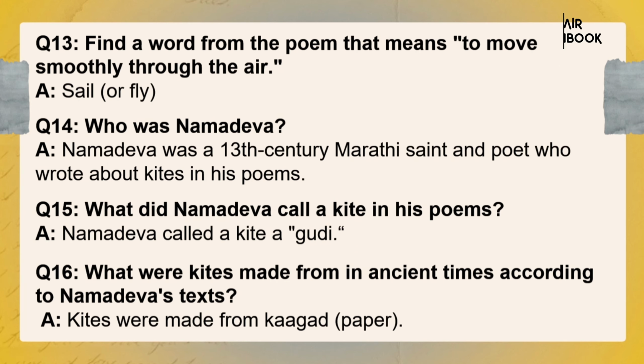Question: find a word from the poem that means to move smoothly through the air. Answer: sail or fly. Question: who was Namdev? Answer: Namdev was a 13th century Marathi saint and poet who wrote about kites in his poems. Question: what did Namdev call a kite in his poems? Answer: Namdev called a kite a gudi.